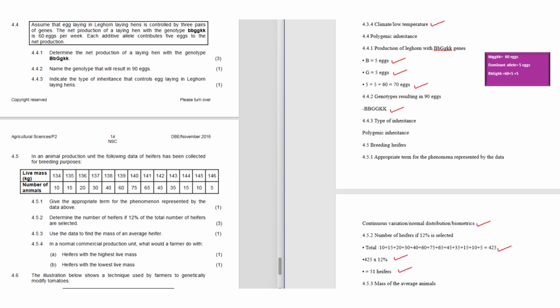So this weight gain range of 134, 135, 136, 137, 138, 139, 140, 141. This is an example of continuous variation. Because we are dealing with weight. This is continuous.